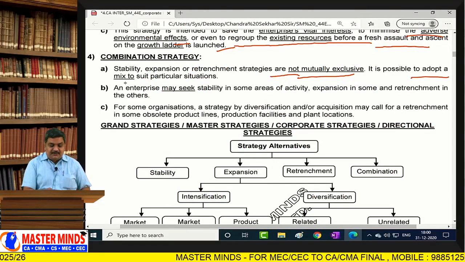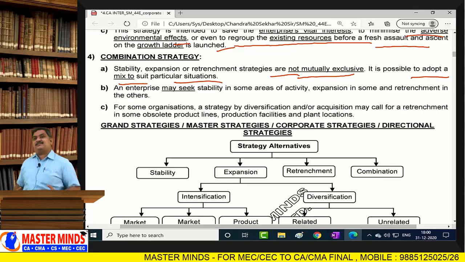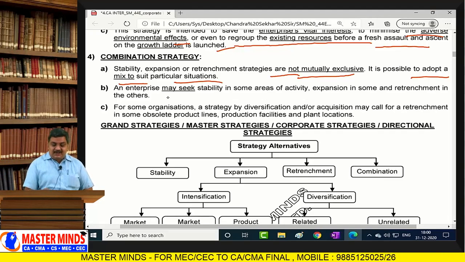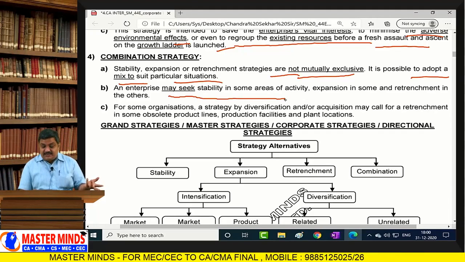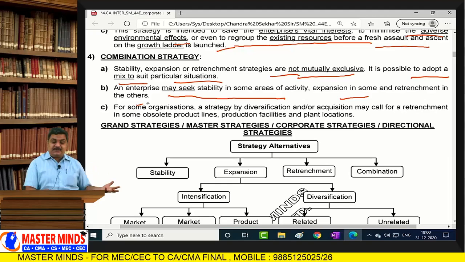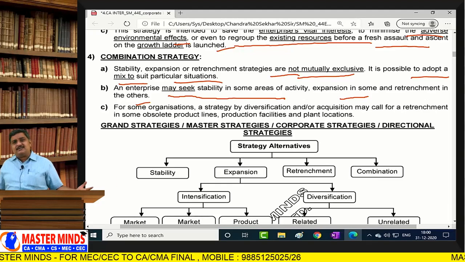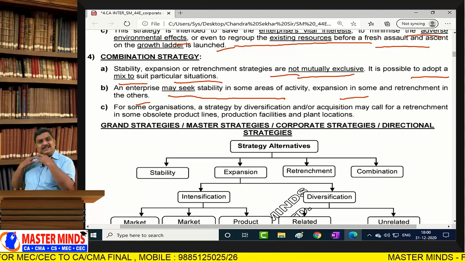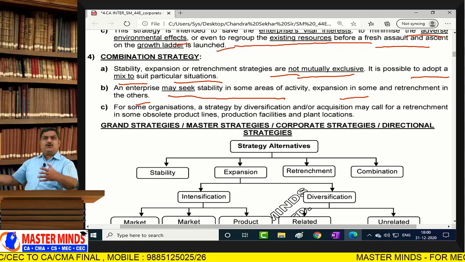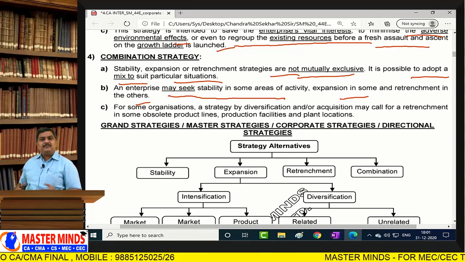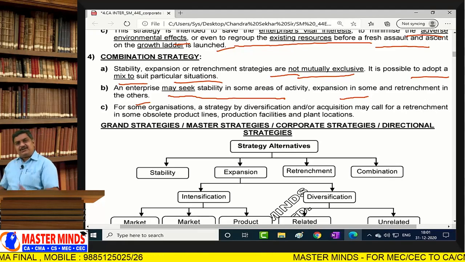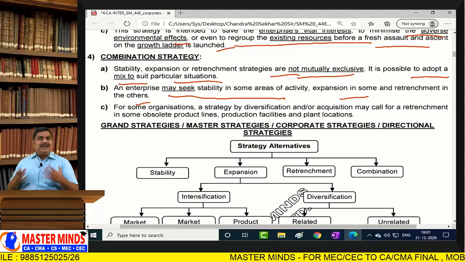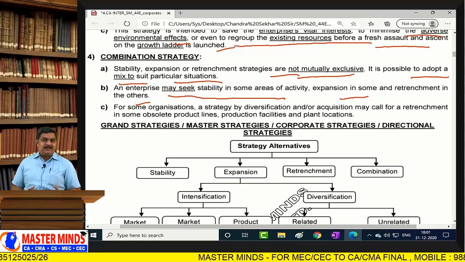It is possible to adopt a mix to suit particular situations. Mix means a mix of stability, expansion and retrenchment. An enterprise may seek stability in some area of activity, expansion in some and retrenchment in others. Yes, I have multiple businesses. I cannot go with a single rope. I want multiple ropes to climb the mountain. I want stability in some areas, retrenchment in some areas, and expansion in some areas. Then only can I balance my organization. What is wrong in that?